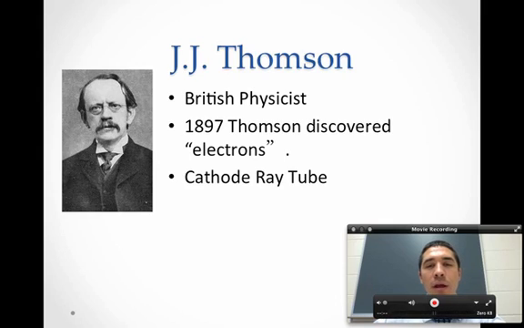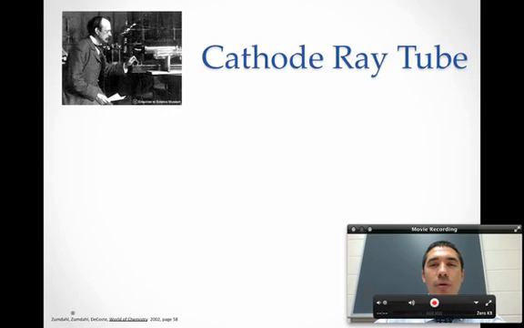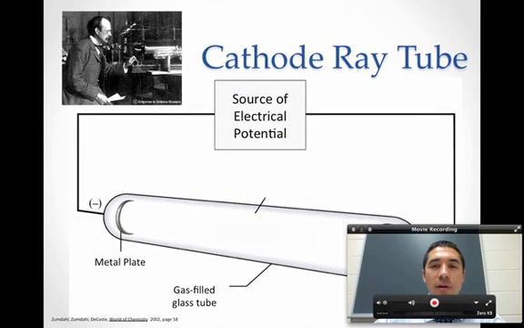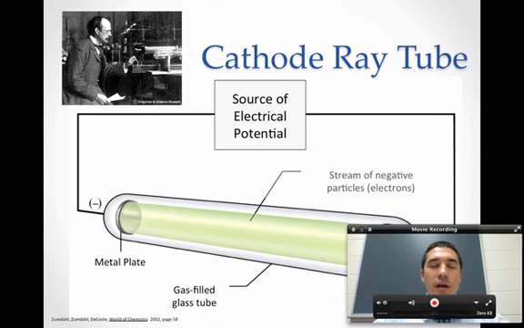And the way that he discovered this was using something called a cathode ray tube that I'll explain here in a second. But a cathode ray tube, oops, where's my diagram now? Here it is, basically a stream of electrons.